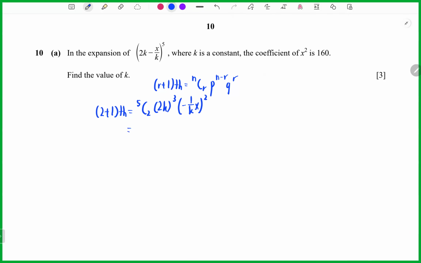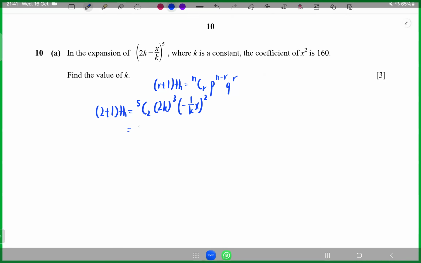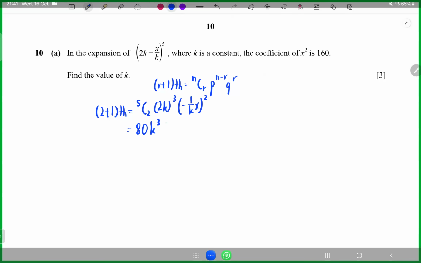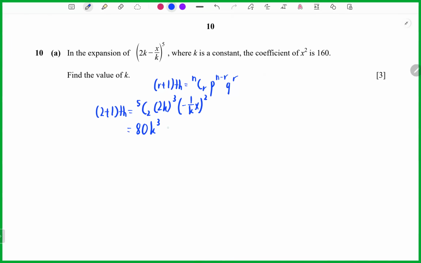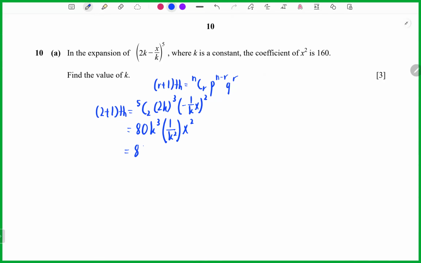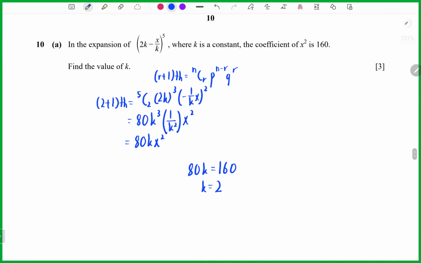So you will get 5C2 multiplied by 2 cubed, and you get 8k cubed. Here in the brackets, 1 over k is squared, and then x squared. So it will equal 18k x squared. So you can take 18k equals 116, k will equal 2.